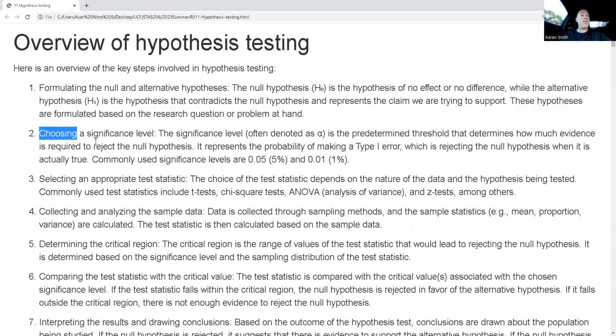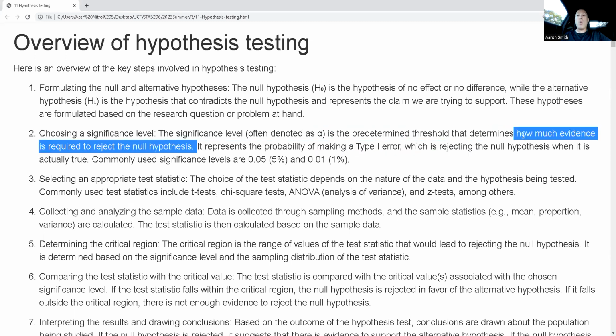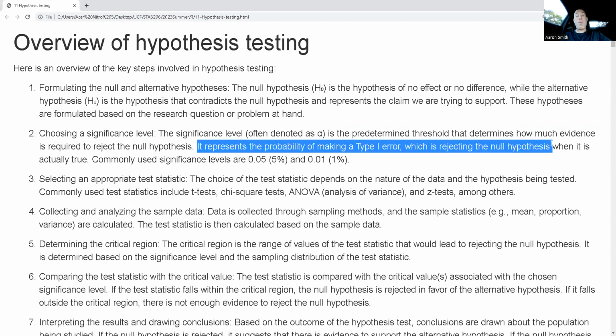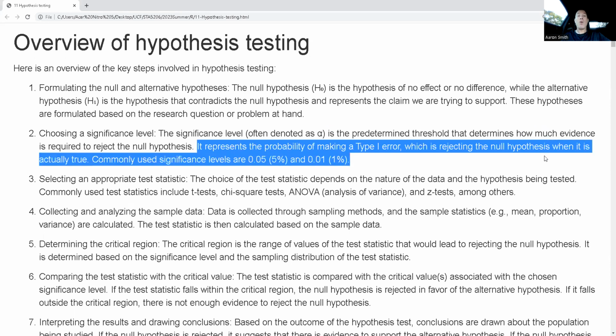Next, we need to choose a significance level. The significance level, often denoted by alpha, is the predetermined threshold that determines how much evidence, how strong of evidence is required to reject the null hypothesis. It represents the probability of making a type 1 error, which is rejecting the null hypothesis when the null hypothesis is actually true. Common significance levels are 0.05, 5%, or 0.01, 1%.